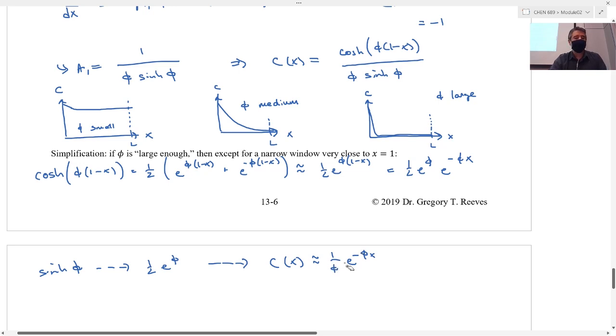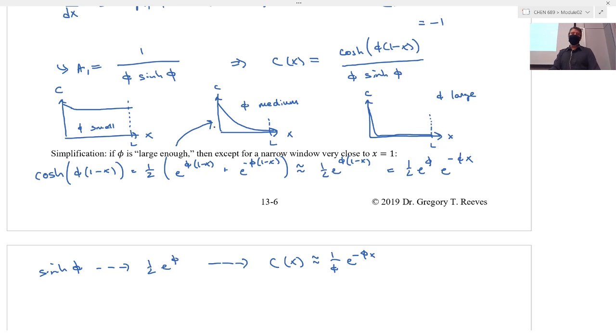But the important point here is that if phi is large enough, then the hyperbolic cosine gets close enough to 0 before you hit x equals L that the whole thing just looks like a regular old exponential decay. e to the minus x is just what it looks like. And so phi large enough being this scenario or larger, it just looks like e to the minus x.